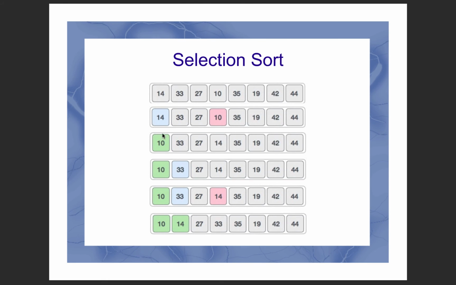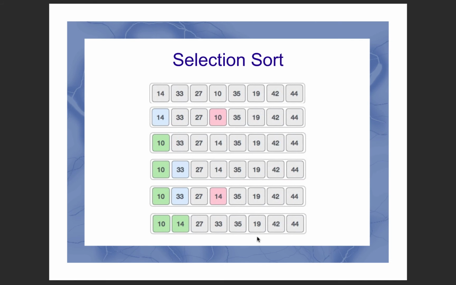Now this one is sorted. This is already sorted. Now we have to think about only these portions. What is the smallest element in these portions? The smallest element is 14. So you need to shift this 14 over here and 33 will be over here. You can see that we have 14 and 33. Now this one is sorted.